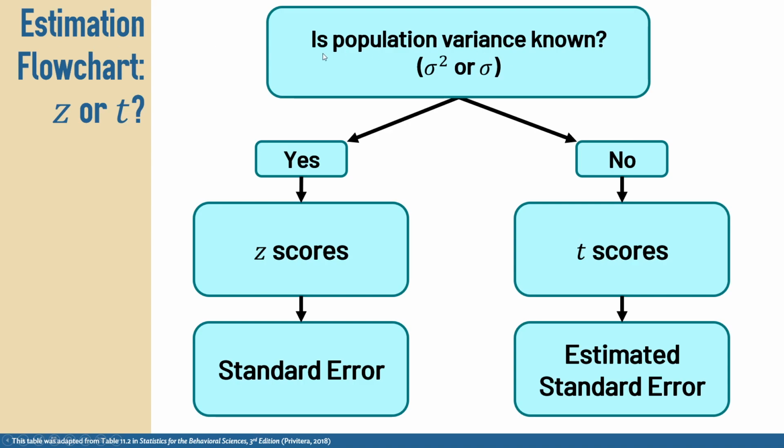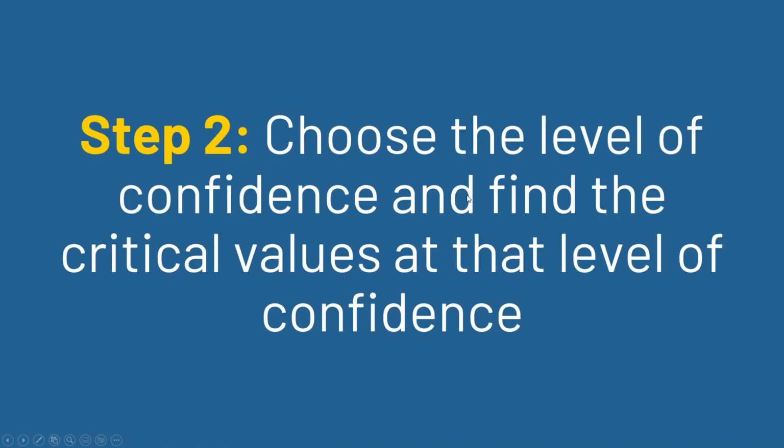So in this module, if we are stumped or if we need to review, just ask yourselves, okay, is population variance known? Have we been provided either of these statistics, the population variance or the population standard deviation? If the answer is yes, that's great. We can do z-scores and we're going to use standard error. If not, that's okay. We'll use t-scores and estimated standard error. Right, so that's some background information for step 1.